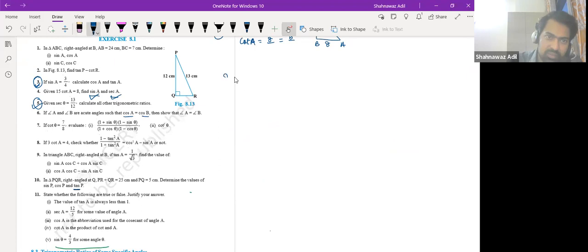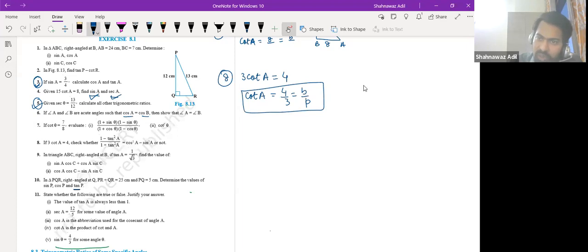This is same as seventh one. D cot A is 4. So we can calculate cot A, which is 4 by 3, which is B by B again. So again we can calculate. So this is A, B, and C.